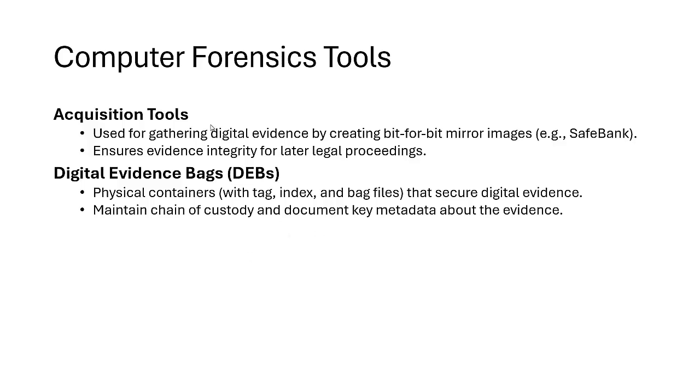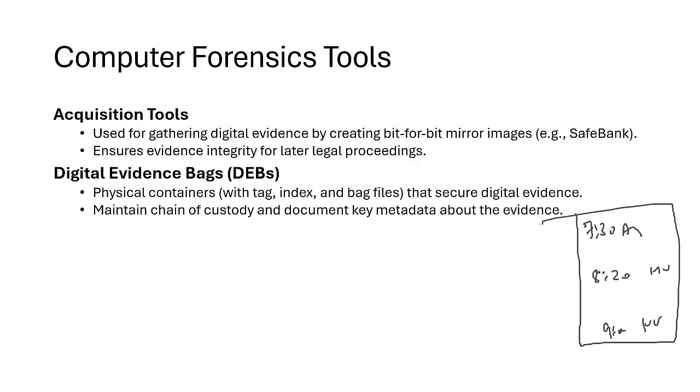So the question is, what is the thing? We use an acquisition tool, so when you obtain the evidence, we make a bit-by-bit image and ensure the evidence integrity for later. We also have evidence bags, physical containers in which we keep the evidence with tags and bag files, to maintain a chain of custody. Chain of custody means who obtained the evidence. For example, I'm the one who obtained the evidence from a crime scene at 7:30 a.m. I hand over the evidence to my friend at 8:30, and this was the hash value. He hands over the evidence to the advocate at 9 o'clock, and this is the hash value. So this is the file we submit in court. That is called a chain of custody.